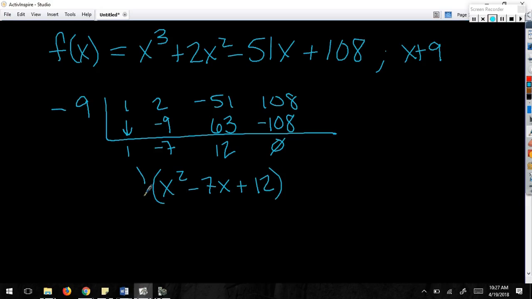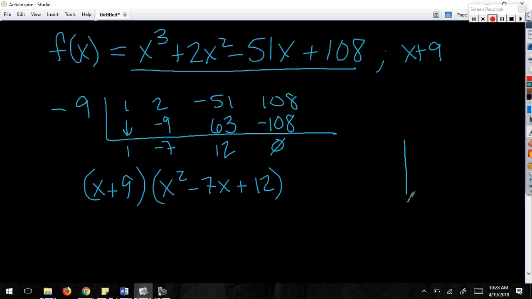And that, with the x plus 9 that we started with, is another way to write our function. And then we looked at what was in parentheses, and what did we do with that? We put it in the box. You're absolutely right. We factored it.